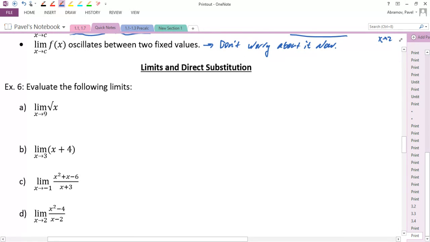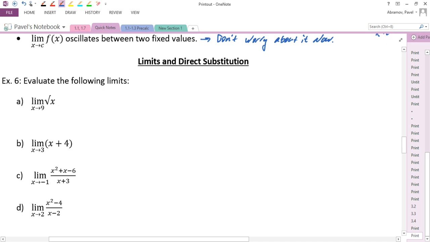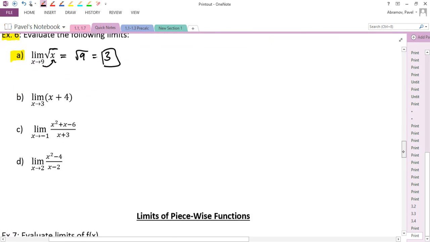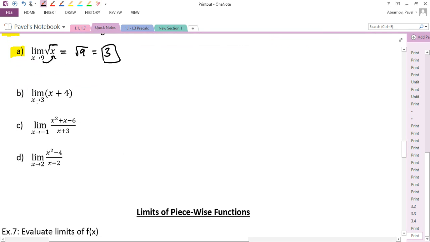Direct substitution is really the easiest way to evaluate a limit, if it works. So let's say I want to find the limit as x approaches 9. We're looking at example 6a: find the limit as x approaches 9 of the square root of x. Direct substitution basically tells us that in some cases I can just take this 9 and substitute it for x. So we'll have the square root of 9, which is 3. That's it, done. Next one, B: the limit as x approaches 3 of x plus 4. Once again, we substitute 3 for x, so you get 3 plus 4, and the answer is 7. Perfect.